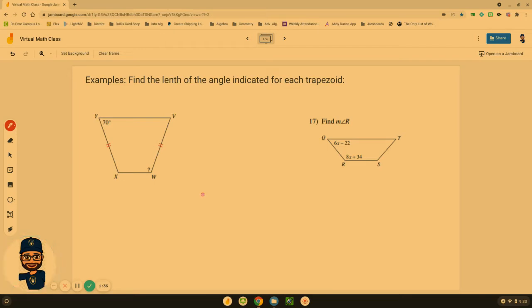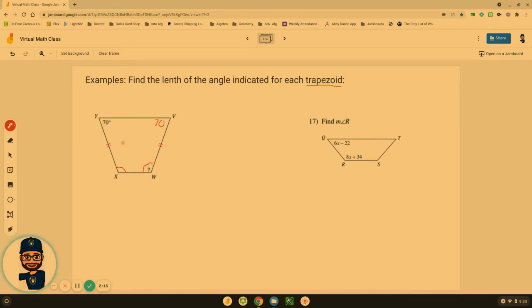Now, the nice part in this one is that on the left, we know that this is a trapezoid. Find the length of the angle indicated for each trapezoid. So they're telling me they're trapezoids. That's the evidence. They're telling us it's a trapezoid. And if it's a trapezoid, this one in particular is isosceles because the opposite sides here are congruent, meaning this angle is congruent to this angle, or that this angle is congruent to this angle. But they're asking us to find the question mark.